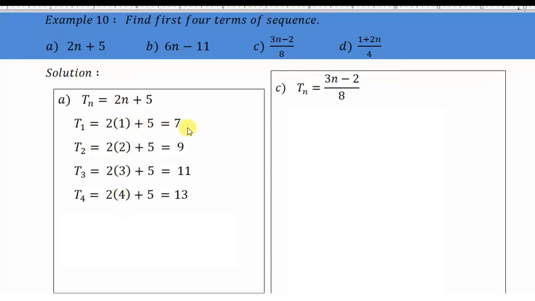So 2 times 1 plus 5 is 7. 2 times 2 is 4, 4 plus 5 is 9, and 6 plus 5 is 11, and 8 plus 5 is 13. So as they told us to find the first 4 terms of the sequence, these are the first 4 terms of the sequence.